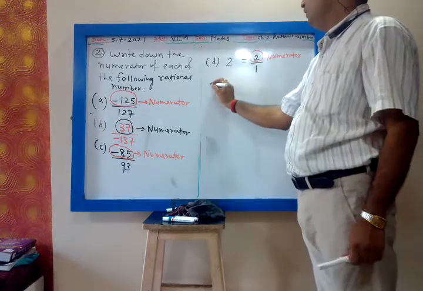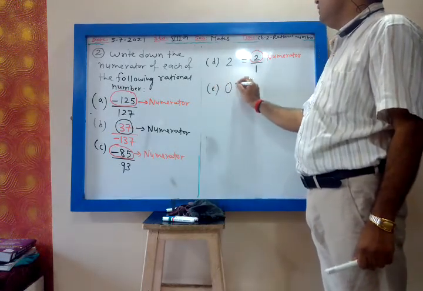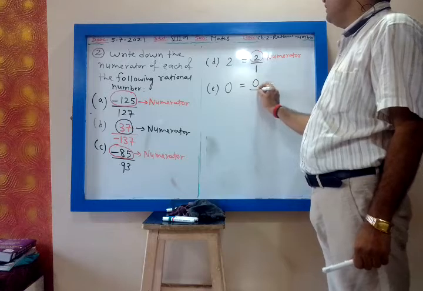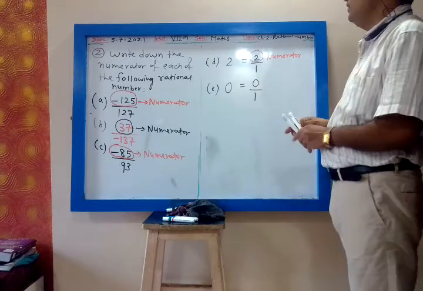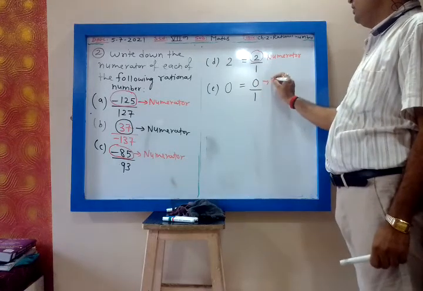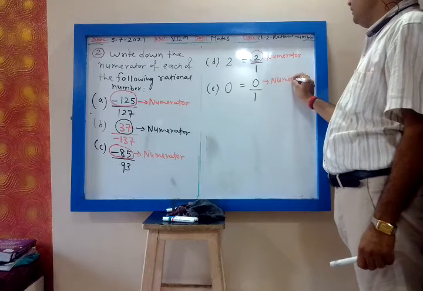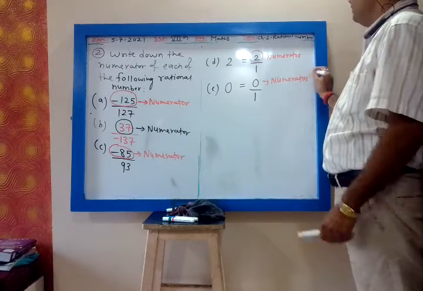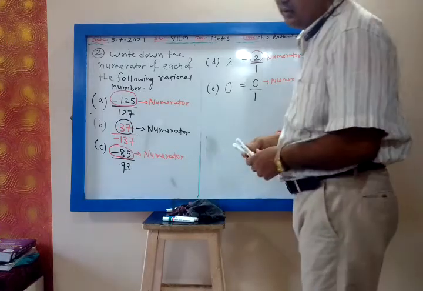Then fifth, E, that is 0. 0 I can write as 0 upon 1. So what is my numerator? 0 is my numerator.